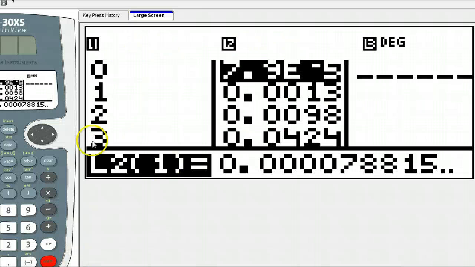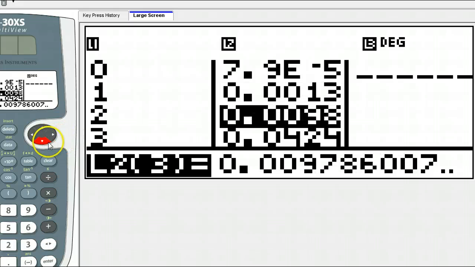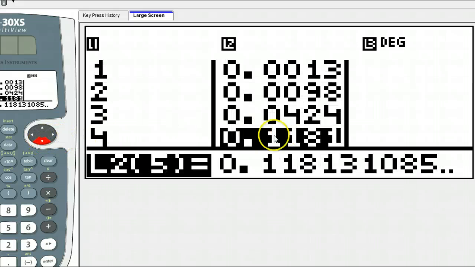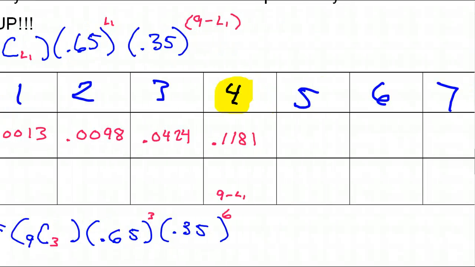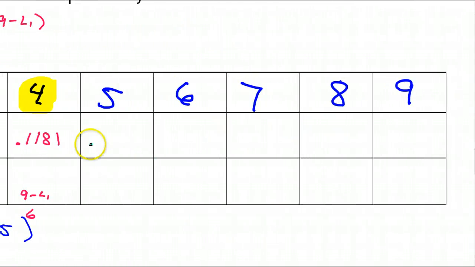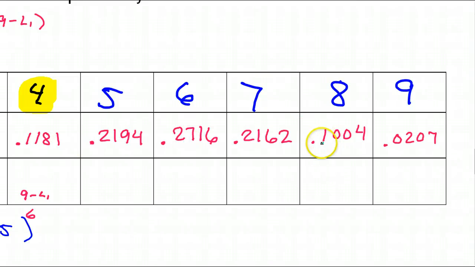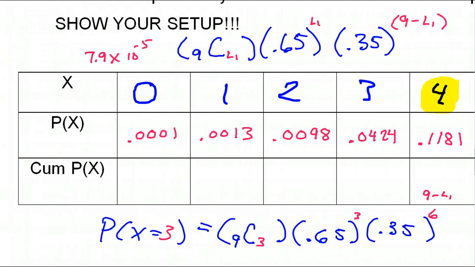So let's see. As I scroll down to item number 4, I see 0.1181, and that is what we came up with when we did it by hand. So it confirms that it's working as promised. And I'll just write down the rest. And there you go. Okay, so that is our probability distribution.